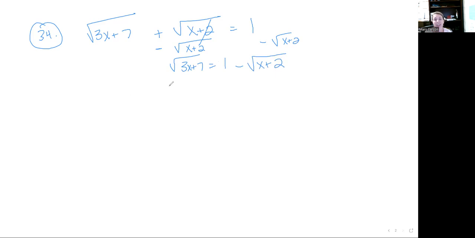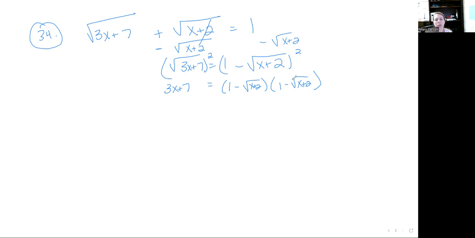And now really the only thing we can do is try to get rid of the radical. And so we square both sides. So I square this side and I square this side. And remember, this is going to be written as 1 minus the square root of x plus 2 times 1 minus the square root of x plus 2. Okay. And that's equal to 3x plus 7. Because remember, when you square a square root, it goes away.